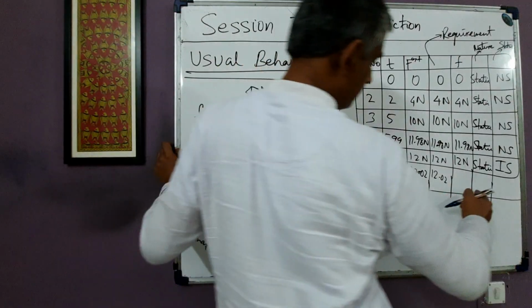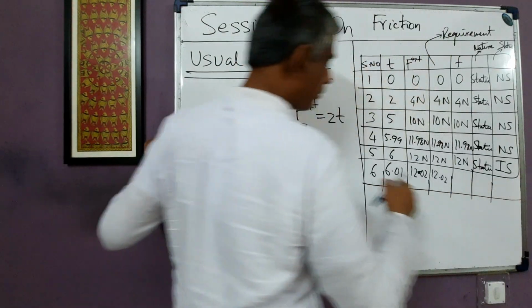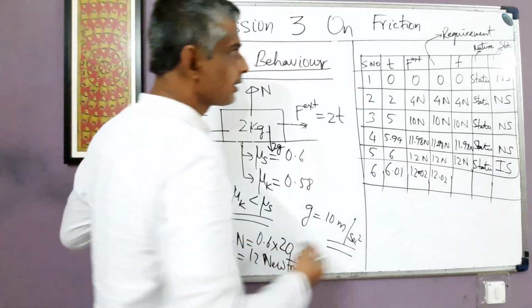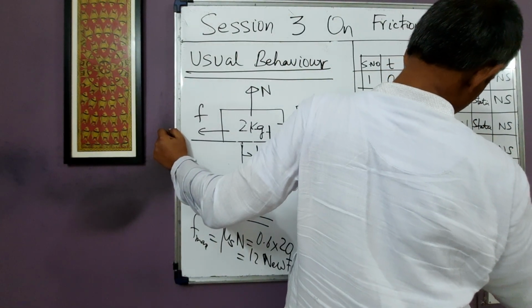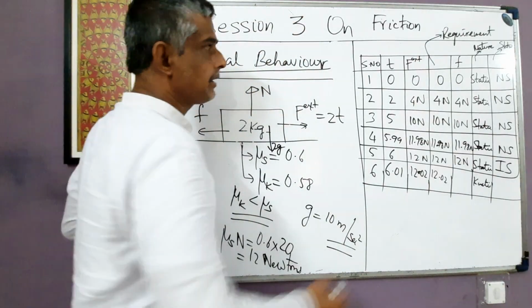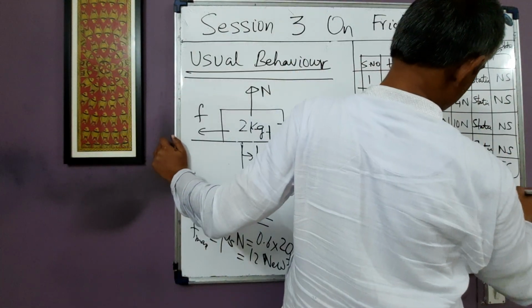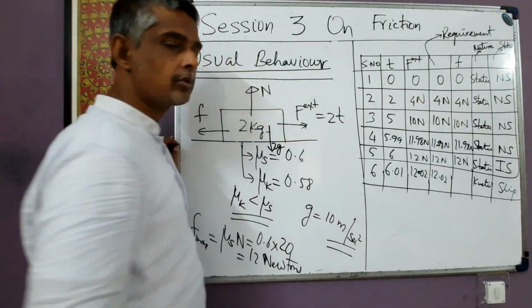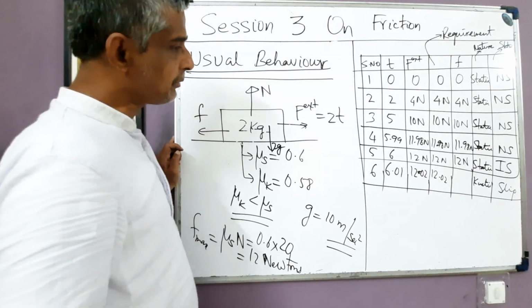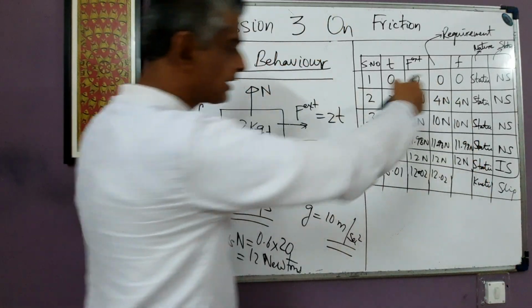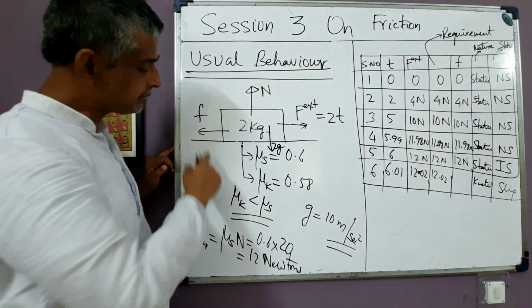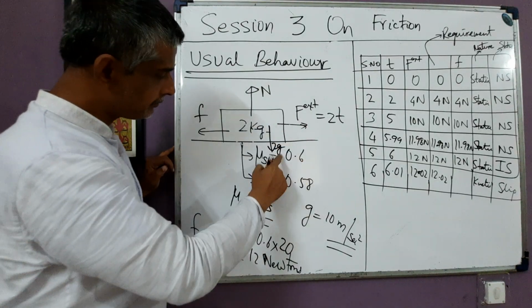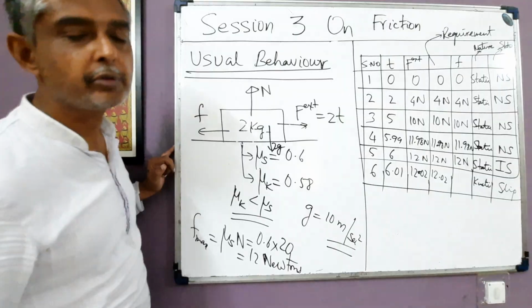So now what will happen here? First of all, the block will begin to slip over the surface. So the nature of the force changes to kinetic friction, K, and in status, actual slip takes place, S for slip. And what is the amount of friction needed? Since slipping has started, the friction now will be kinetic in nature and its magnitude will be mu k into N, 0.58 into 20, which is 11.6 Newton.